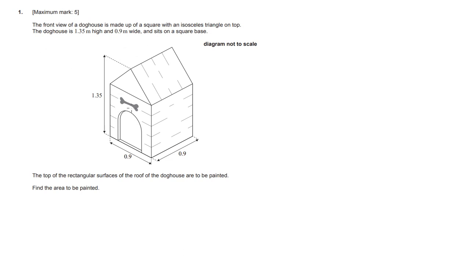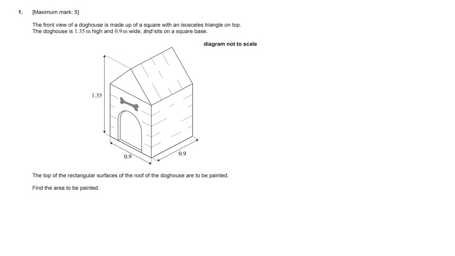Okay, so let's get right to it. Here's our first problem. The front view of a doghouse is made up of a square with an isosceles triangle on top. The doghouse is 1.35 meters high, and 0.9 meters of that sits on a square base.